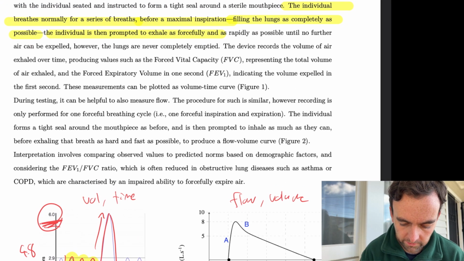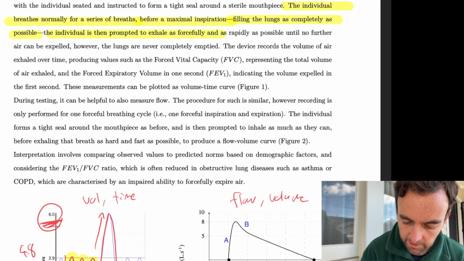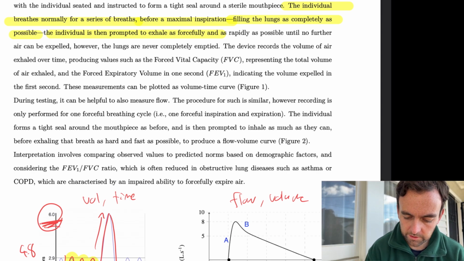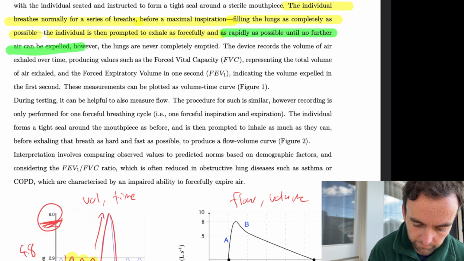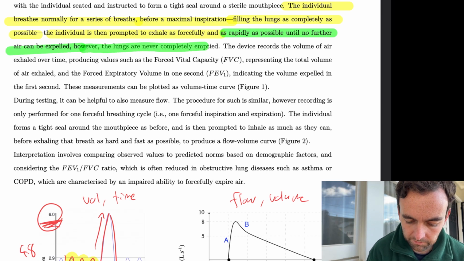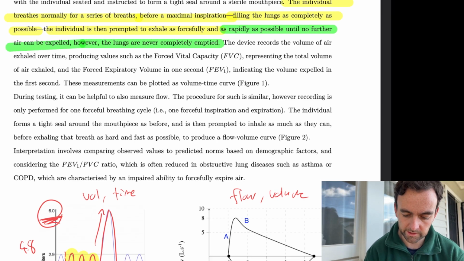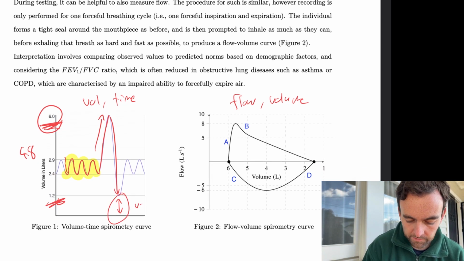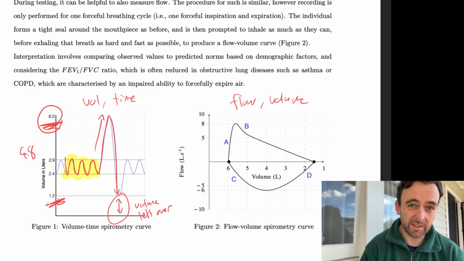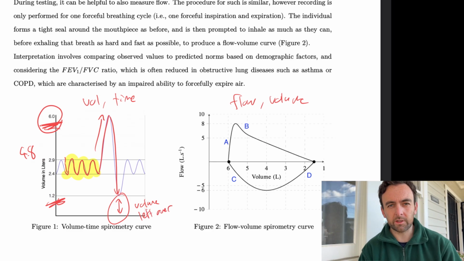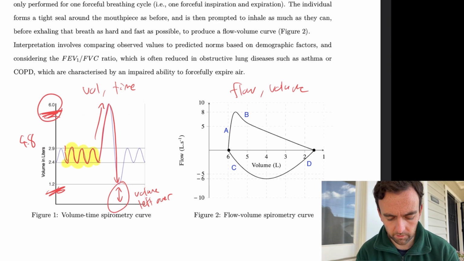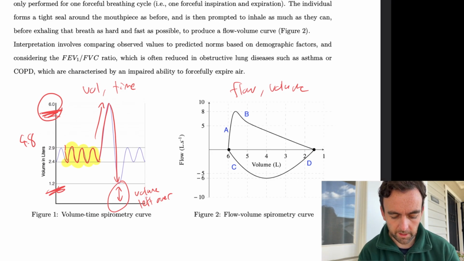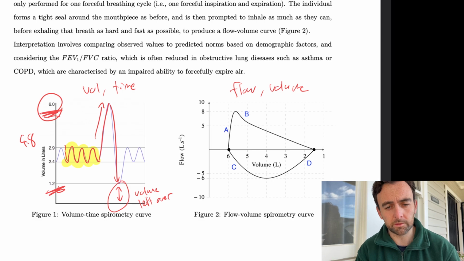So if we go back to the stem and ask ourselves that question, they exhale as much as possible until no further air can be expelled. However, the lungs are never completely emptied. So what this little volume down here represents is the volume left over. I would think it's fair to assume that. A lot of the time you're going to need to infer things from the information they've given you, but I think it's very fair to assume that that's the volume left over.